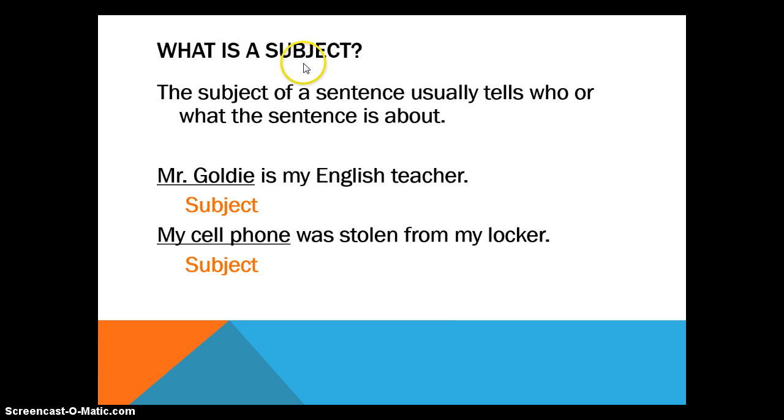What is a subject? The subject of a sentence usually tells who or what the sentence is about. For example, Mr. Goldie is my English teacher. Mr. Goldie being the subject. In this case, who. My cell phone was stolen from my locker. The subject of this sentence is my cell phone. It's telling what this sentence is about. My cell phone.